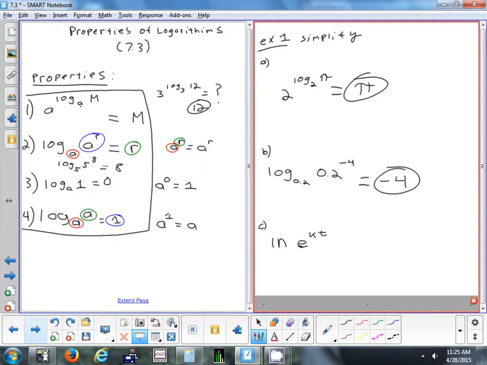Okay, now example C, that one's a little tricky. For this one, it helps to know what ln means, because ln is hiding something. And if we rewrite what it's hiding, you'll see which property it is very easily. What's the long way to write out ln? Log base E. So what I just circled, those two things are exactly the same thing. Now fill in the rest of it. E to the kt is your argument. Which property is that now?